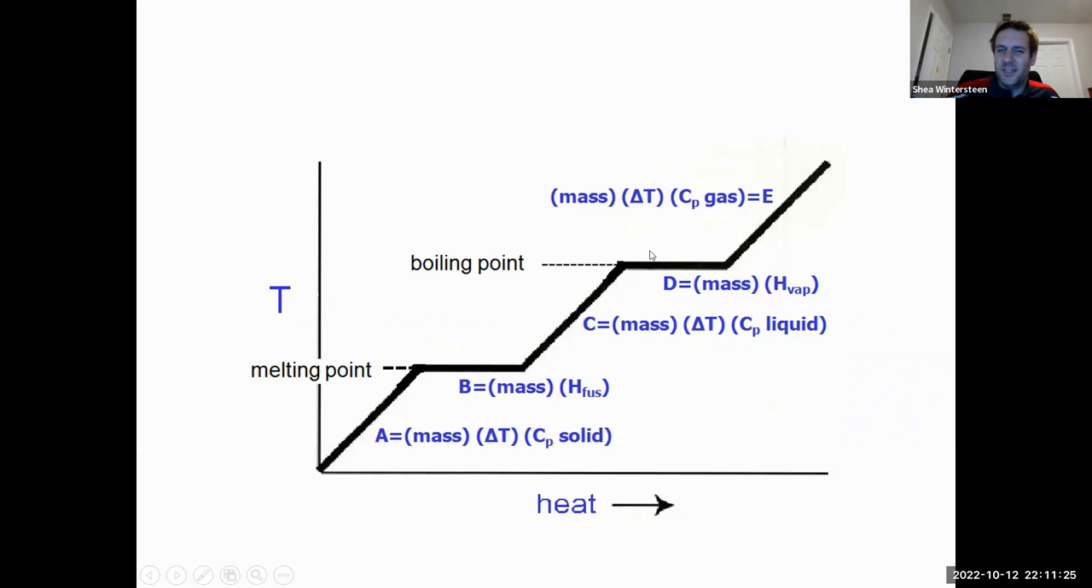So that can be a bit confusing if you're going from one of these straight lined phases like boiling or freezing to another phase that's boiling or freezing. Something between B and D students can get confused on. But I think you'll be okay.